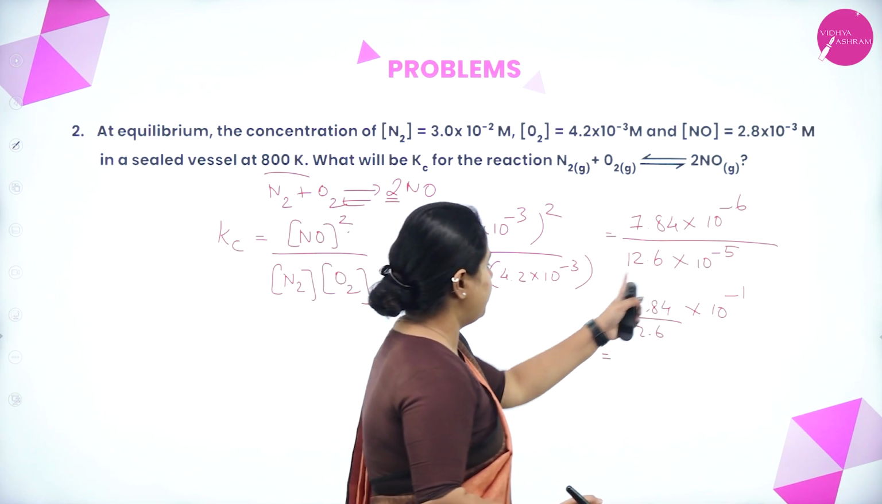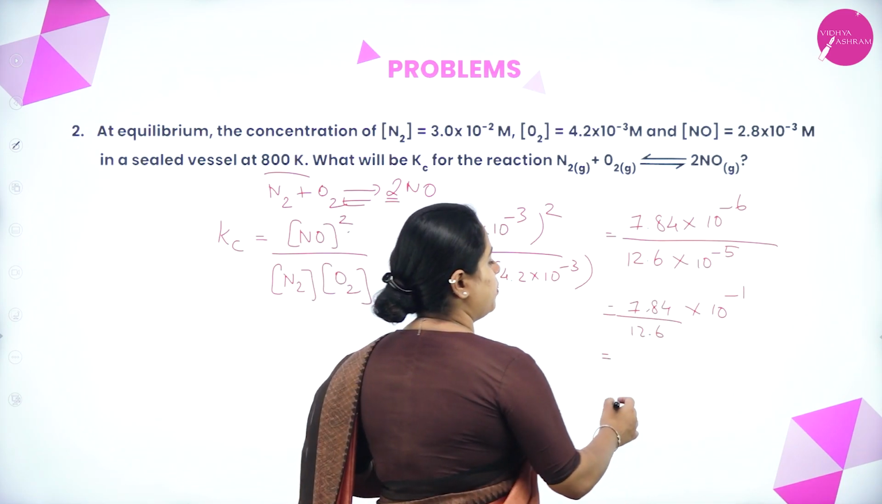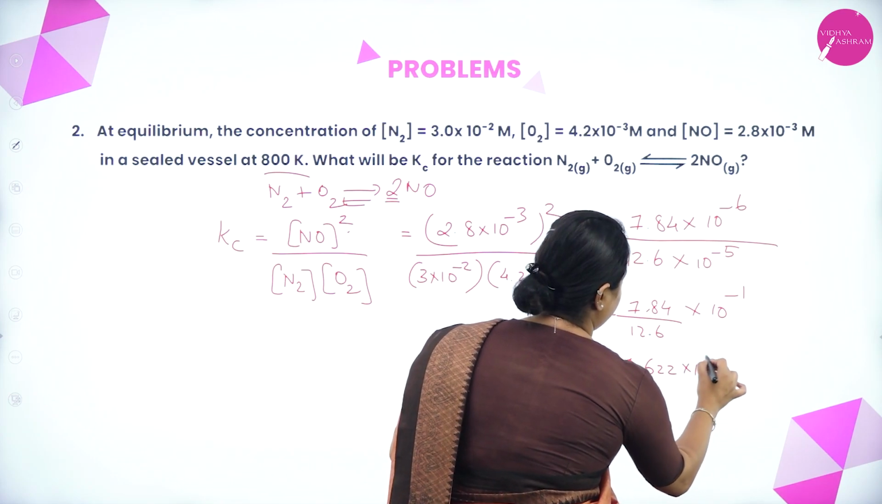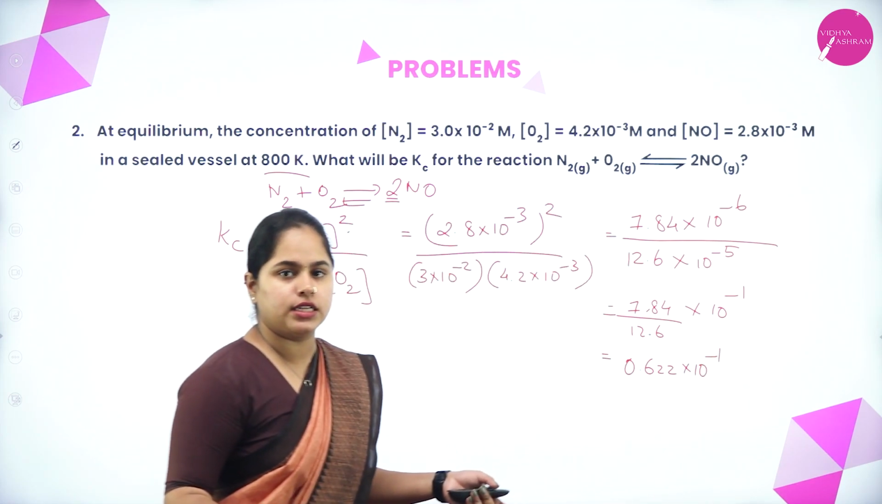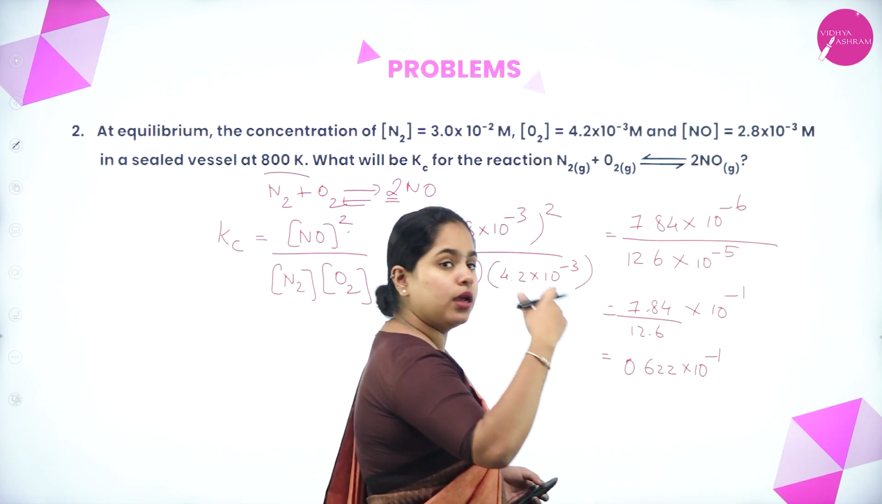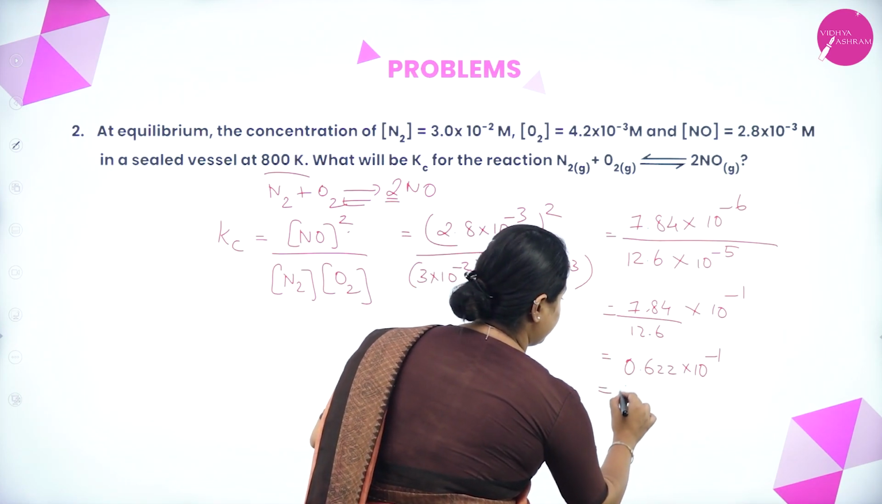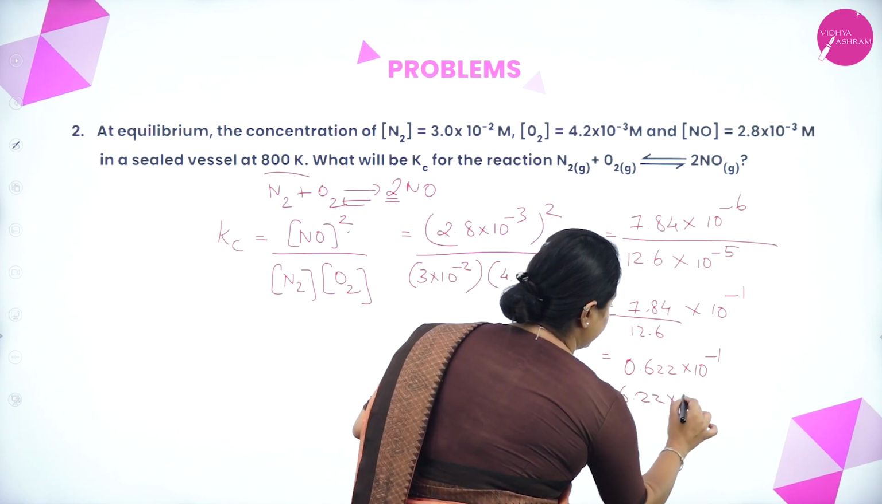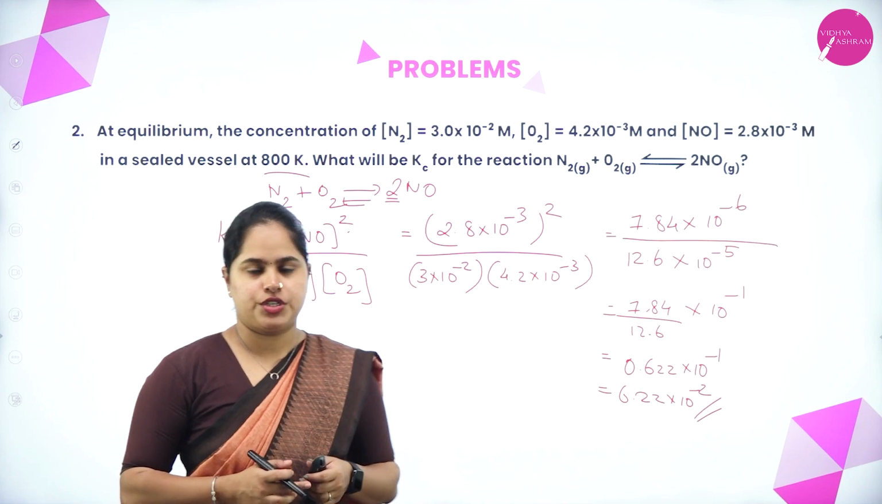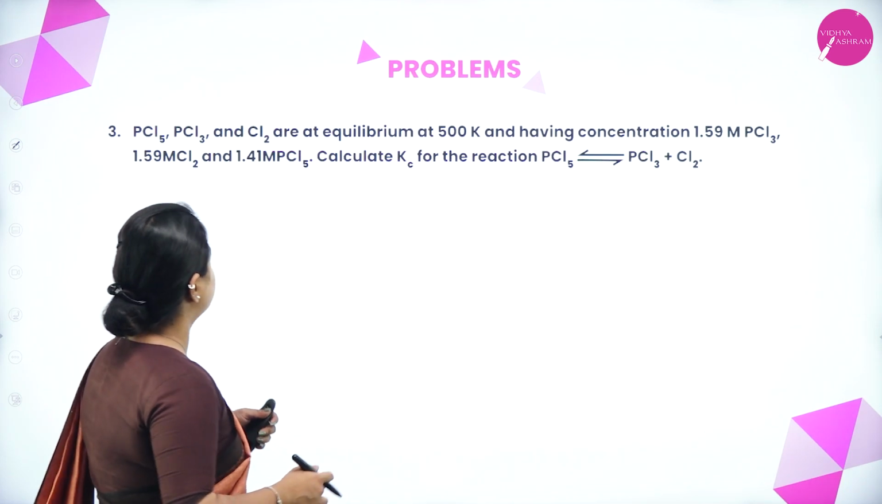Dividing 7.84 by 12.6, you will get 0.622 into 10 to the power minus 1. If you are moving the decimal point towards the right, again minus 1 will come in the power. So it will be 6.22 into 10 to the power minus 2. So this will be the equilibrium constant. Now moving on to the next one.